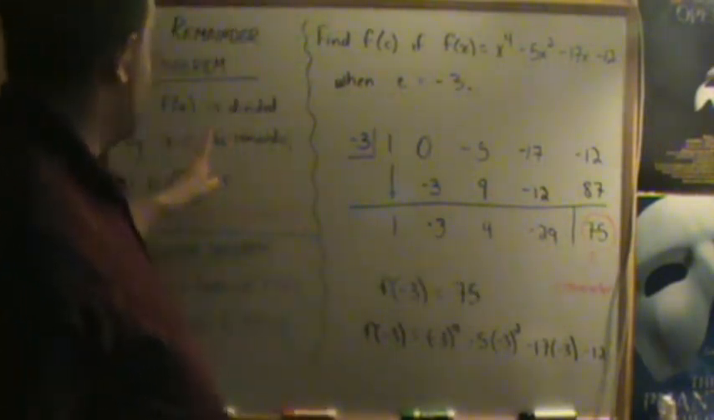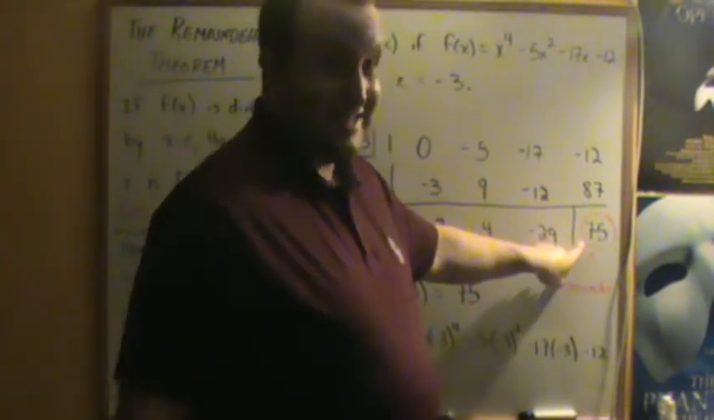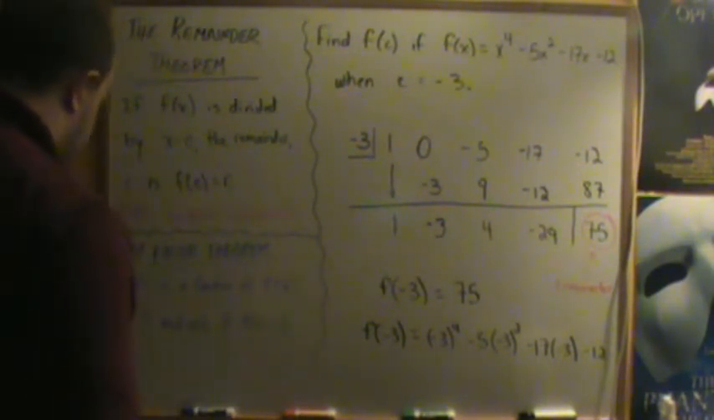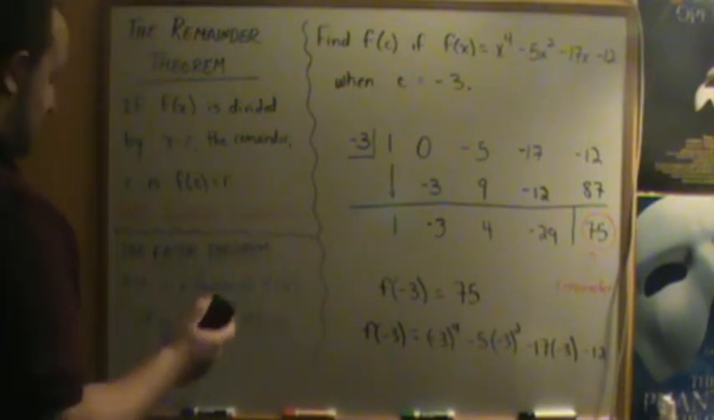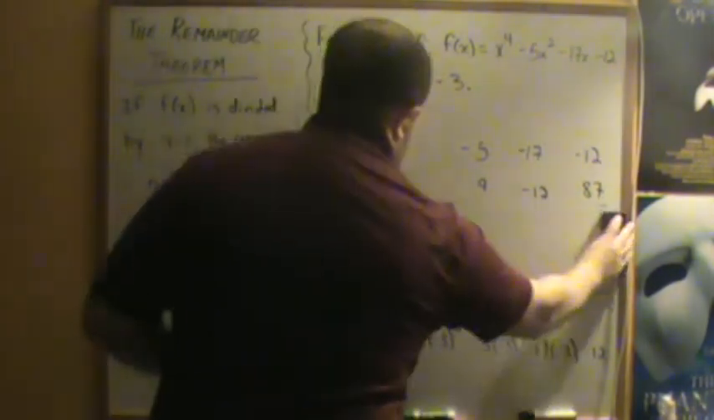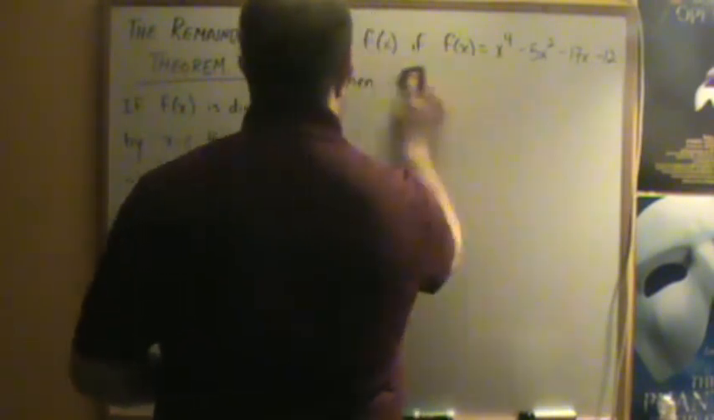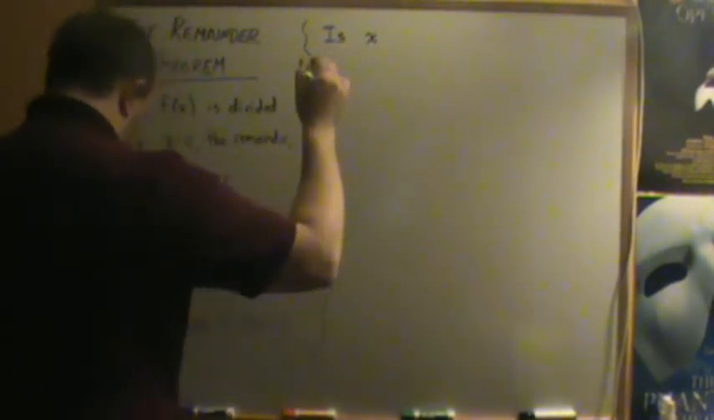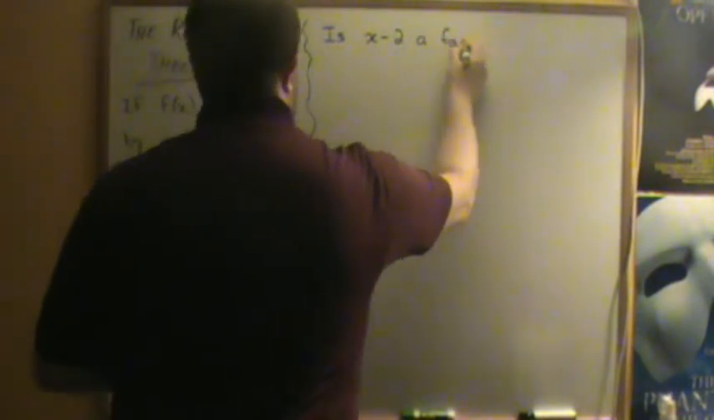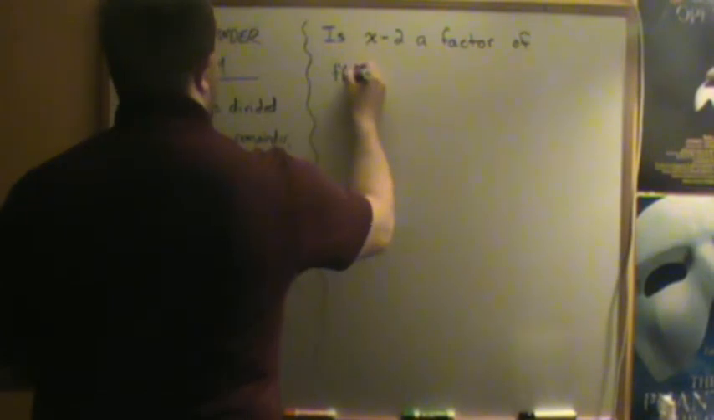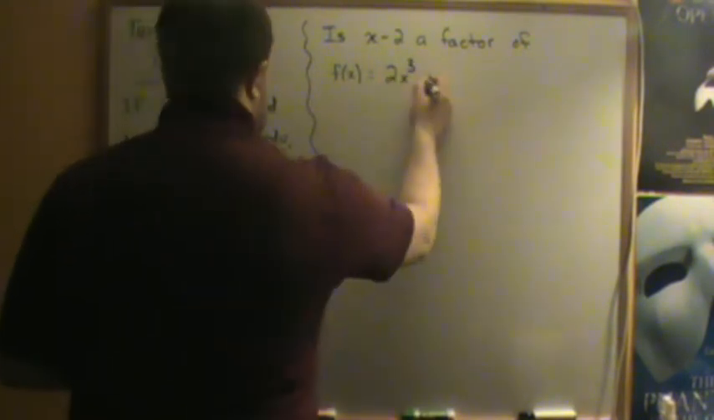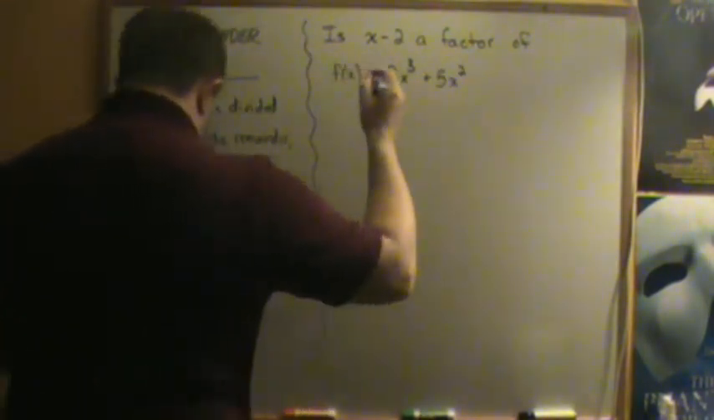Now, there is a special case of the Remainder Theorem, which is called the Factor Theorem, and that's when this remainder is 0. So let's do a quick example to test whether a certain binomial factor is a factor of a polynomial function. The example that uses the Factor Theorem says: is x minus 2 a factor of f of x equals 2x cubed plus 5x squared minus 14x minus 8.